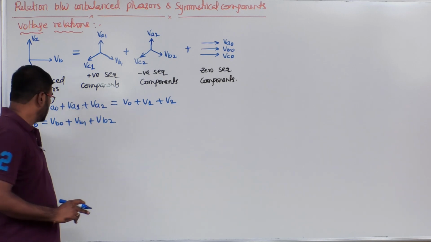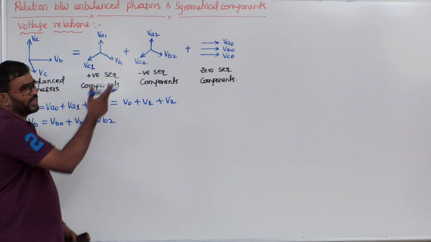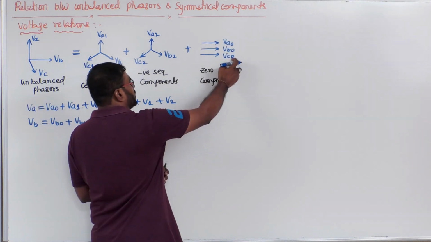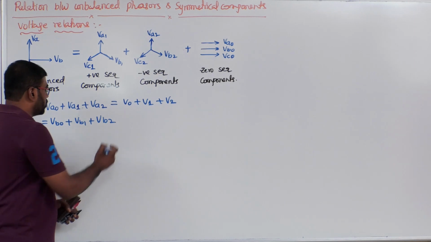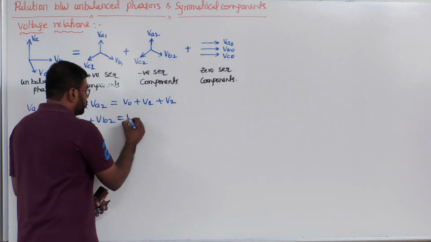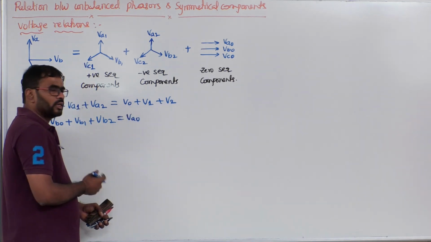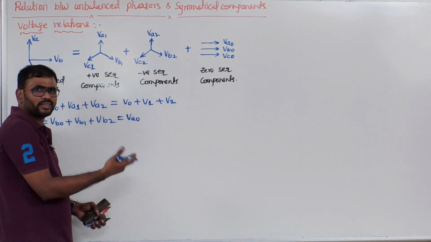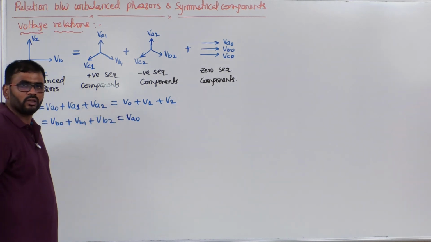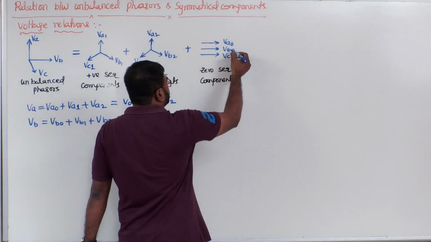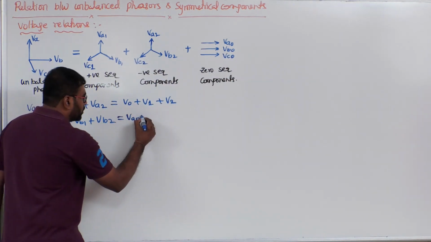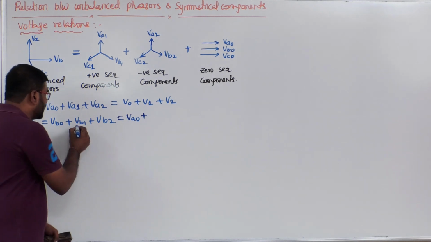Clear? So VB0 equal to VA0, we already discussed earlier. VB0 equal to VA0, VC0 equal to VA0. So VA0 is nothing but V0. Correct or not? So you write like this, VA0 is nothing but V0 only. Both are same. Don't confuse. VA0 and V0 are same, because we define VA0 equal to VB0 equal to VC0 equal to V0.